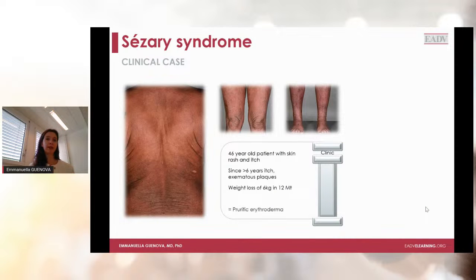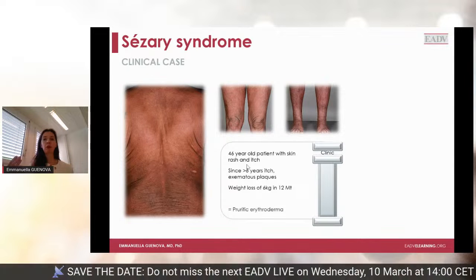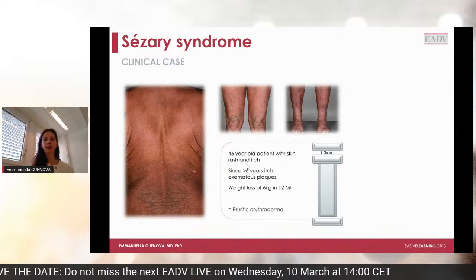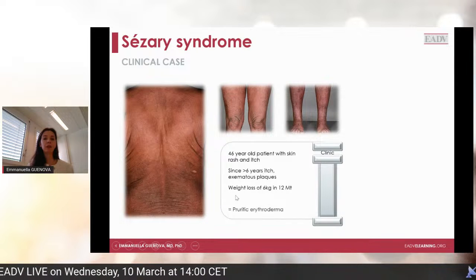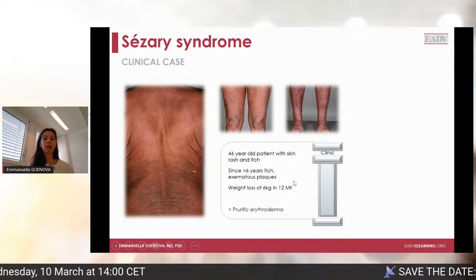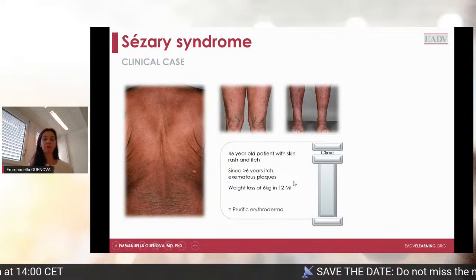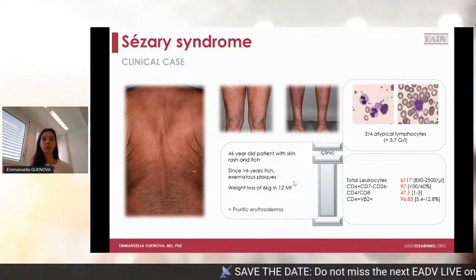So this is a classical example of a Sézary syndrome patient with pronounced erythroderma. A 46-year-old female patient with rash and itch since more than 6 years, and as with most lymphoma patients, with a long doctor's journey behind her and not yet a clear diagnosis, until she presents with weight loss of 6 kilograms in the last 12 months and this pruritic erythroderma.